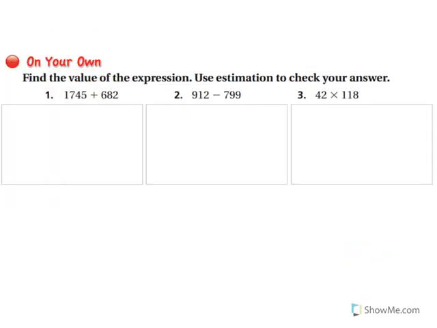At this time, you're going to try 1, 2, and 3 on your own. The estimation you can do in your head if you like, but basically when we're estimating, we're going to make it as simple as we can. The whole point of estimation is to make it simple. So for example, for number 2, it says 912 minus 799. That's the same thing as like 900 minus approximately 800, getting us 100. So you should expect an answer to be close to 100. That's what they mean by using estimation to check your answer.